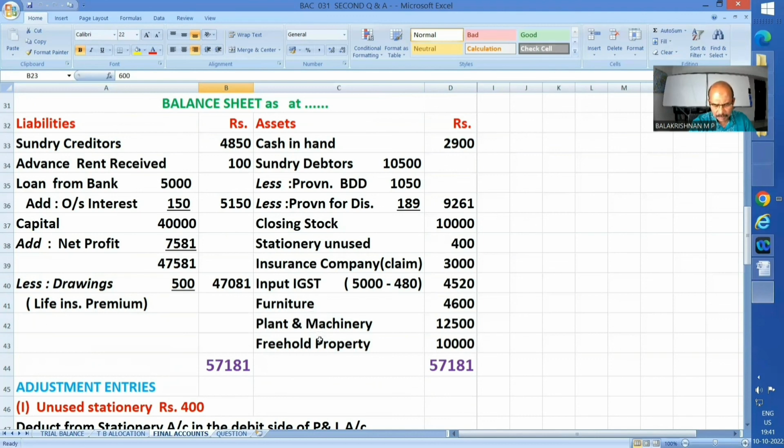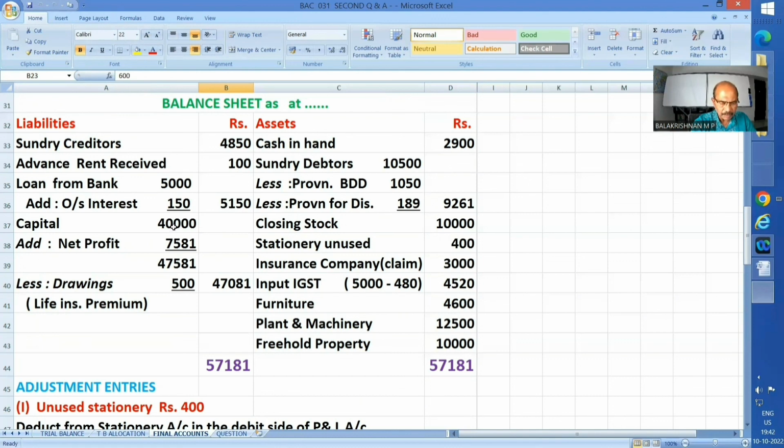Furniture, plant and machinery, freehold property, they have not mentioned anything about depreciation. Hence, as it is, it is reproduced here, right? Sundry creditors, okay. Now, advance rent received. Any income received in advance is a liability. That is shown, that advance part only. Loan from bank 5,000, and we know an interest 150 more is payable. So practically, it is 5,150.